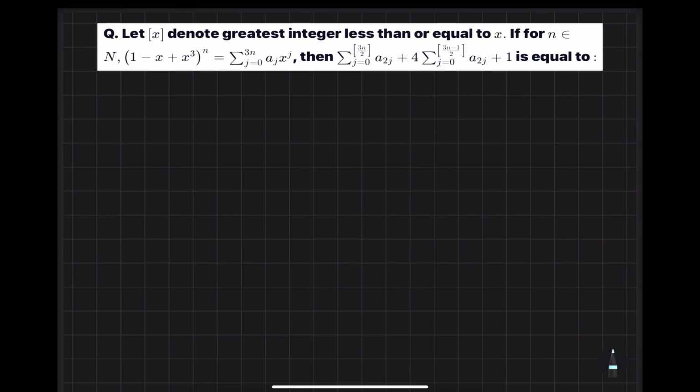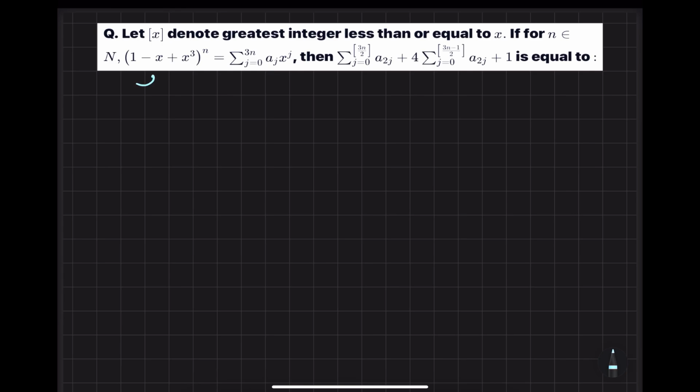So we got this situation. Let [x] denote the greatest integer less than or equal to x. If n belongs to natural numbers, then the expansion of this is this, then the value of this thing is... Now be super slow and look at this.